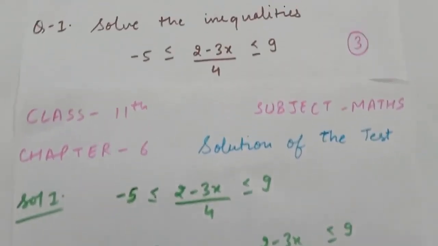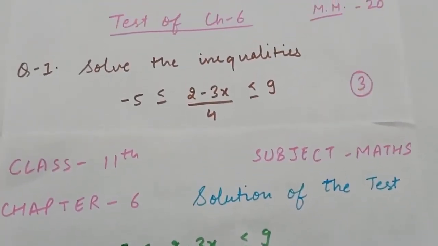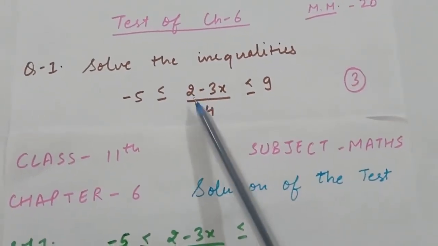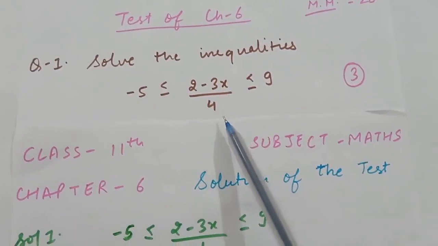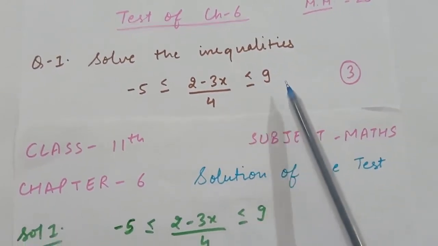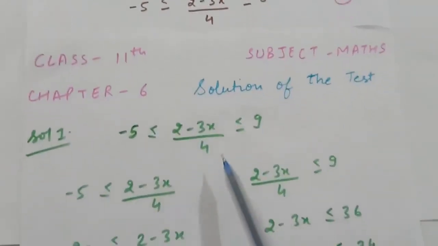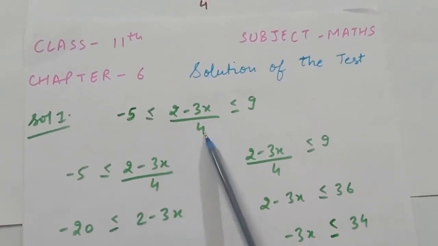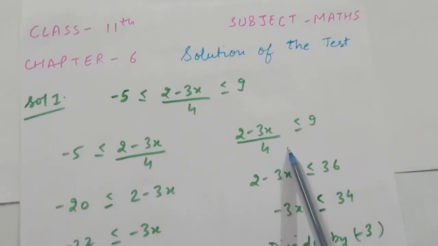So question first was: solve the inequalities -5 ≤ (2 - 3x)/4 ≤ 9. For solving this inequality, first we are taking this part, and then we will take this part, right?